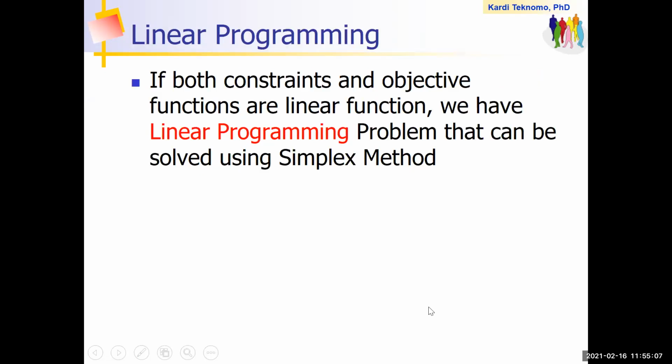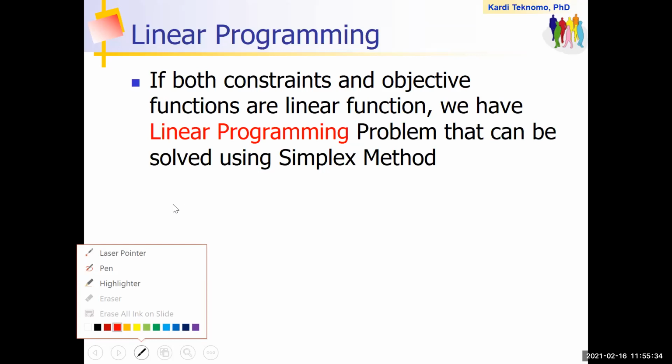So what is linear programming? Linear programming is when both the constraints and the objective function are linear functions. How do I know it's linear? A linear function is simple. You will have a linear combination, which is something like this.